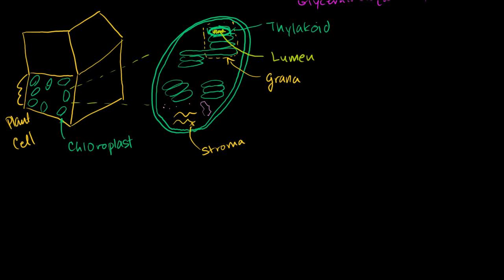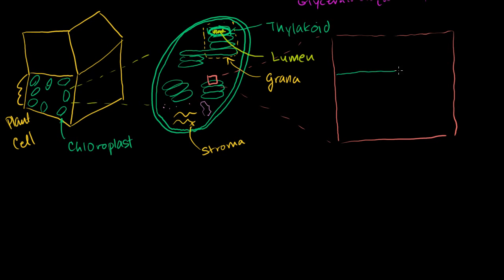Let's zoom in again on one of these thylakoid membranes. So I'm going to zoom in. Let me make a box. Let me zoom in right there. So that's going to be my zoom in box. Let me make it really big, just like this. So this is my zoom in box. That little box is the same thing as this whole box. So we're zoomed in on the thylakoid membrane. This is the thylakoid membrane right there.